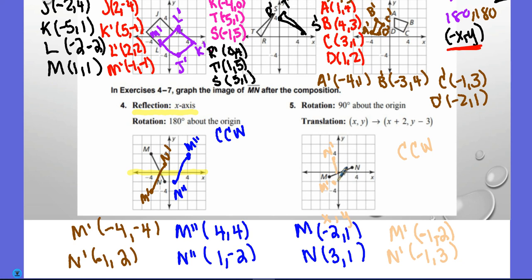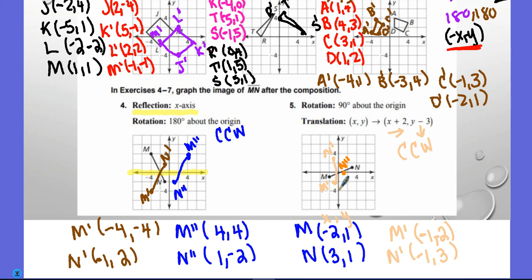Now I'm going to go and do what this says. Now this is a translation, and I know it's a translation because there's no multiplication in front of it. So this tells me to go to the right 2 and down 3. I'm going to put that in orange. So take each point, go to the right 2, so 1, 2, and then down 3. 1, 2, 3. And you notice I'm counting in the middle because these scales are going by 2. So that's N double prime.